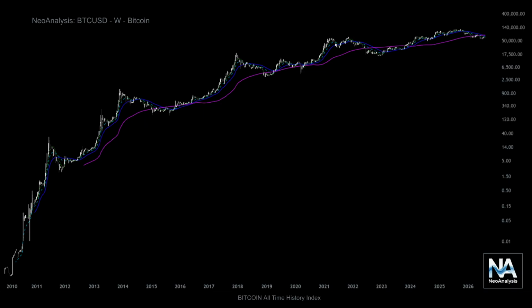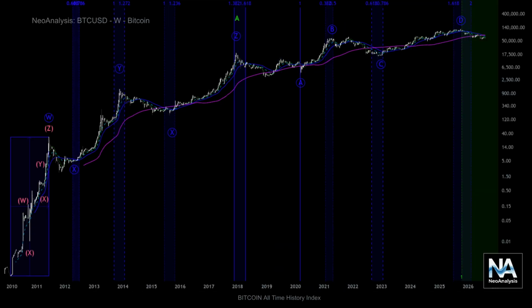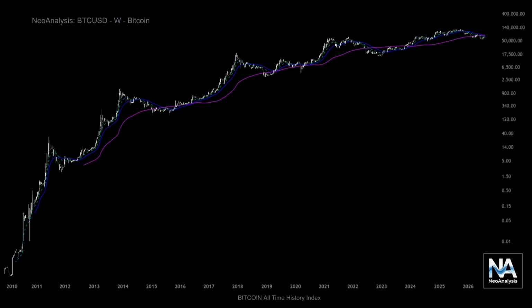The practical stance: the working count is cycle green, WXY. The primary alternative is cycle green ABC. The secondary alternative is cycle green WXYXZ. The next decisive information will come from how the current pullback resolves and what follows it.